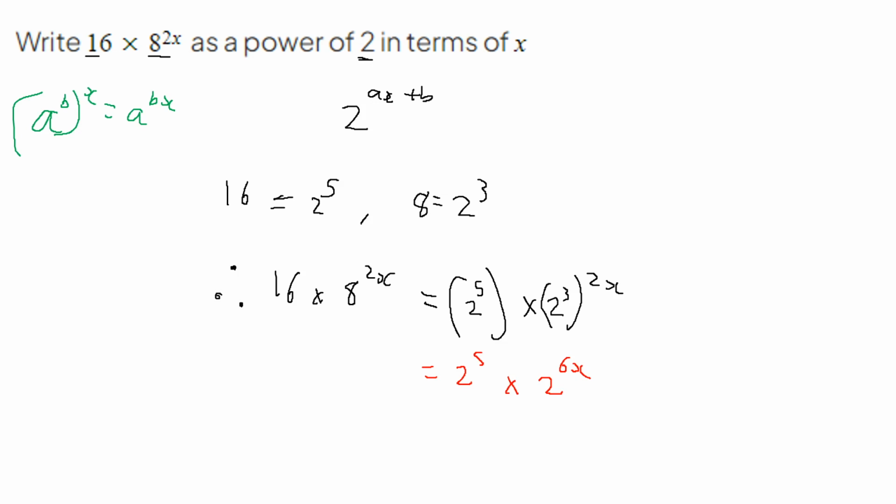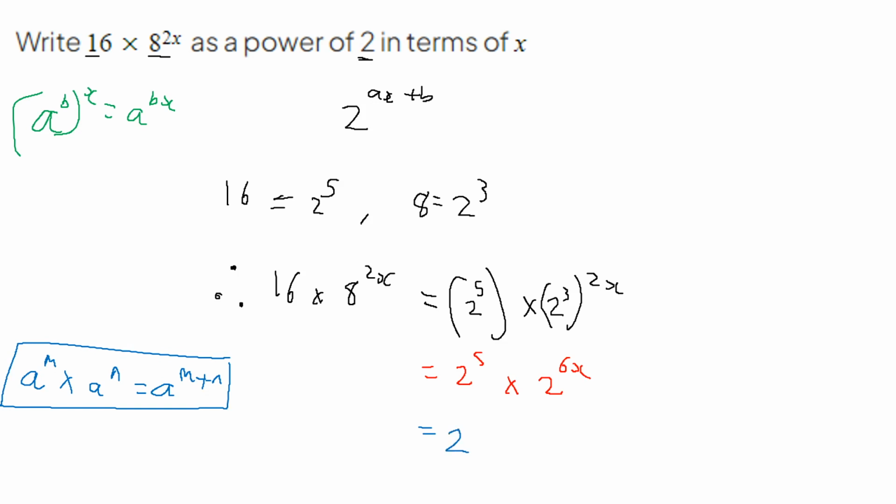And remember the law of indices that we discussed in the previous episode. A to the m times a to the n is simply going to be a to the m plus n. So therefore, this is the same as 2 to the power of 6x plus 4. And that is our final answer.